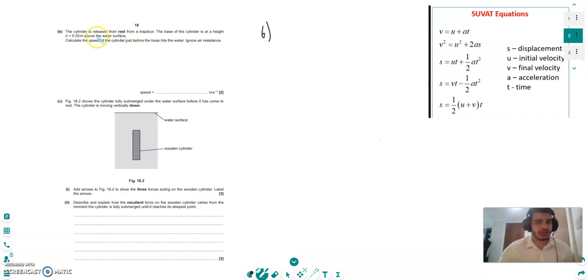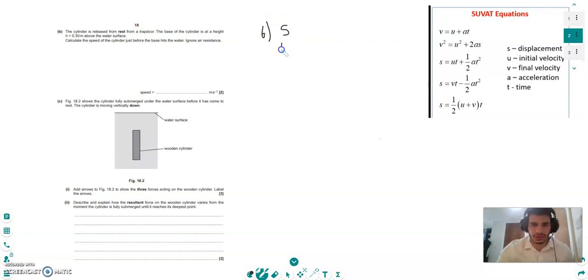Okay, the cylinder is released from rest from a trapdoor. The base of the cylinder is at height h equals 0.3 meters above the water surface. Calculate the speed of the cylinder just before the base hits the water and ignore air resistance. What I've included here is that we need to use SUVAT equations in order to find that.